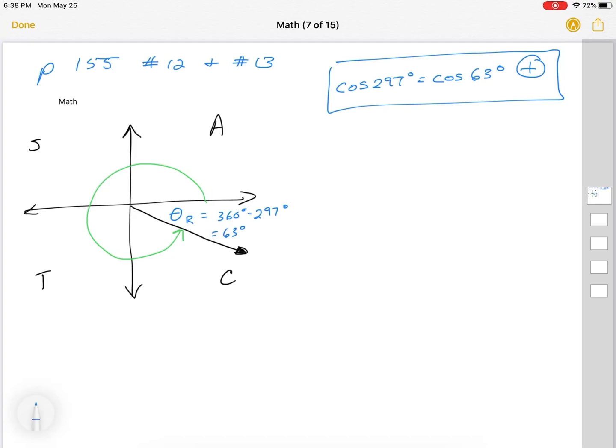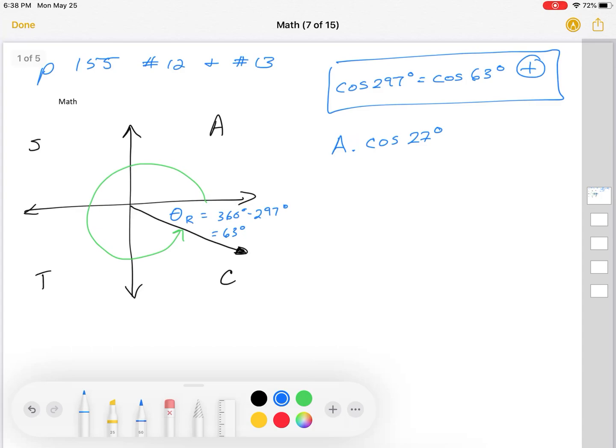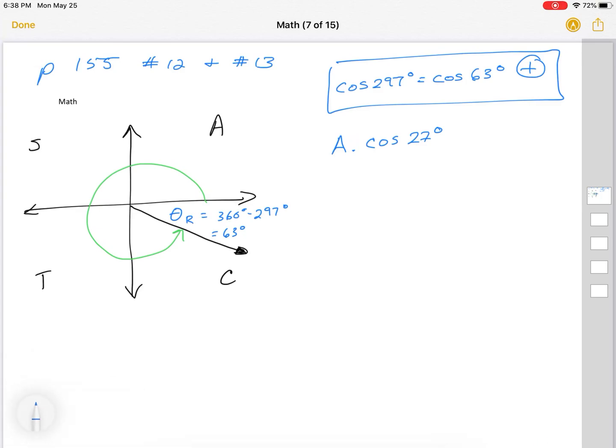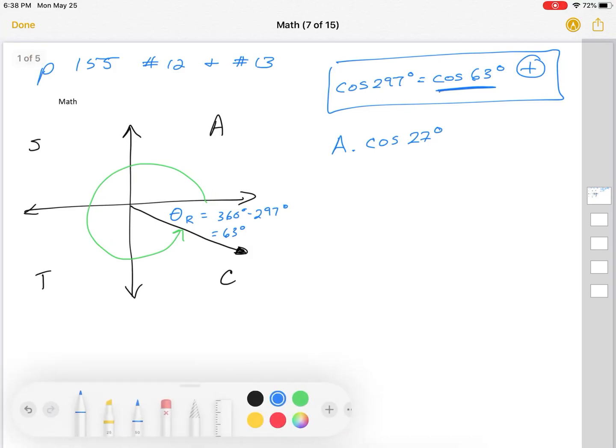So what we're going to do is check all of these to see which one would work. Looking at A, it says cos of 27 degrees. Well, we know this one won't work because they don't have the same reference angle. Cos 27 is very different from cos 63, and cos 63 is our reference angle. So that one will not work.